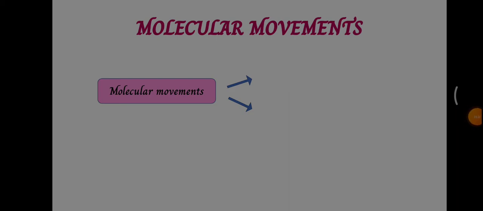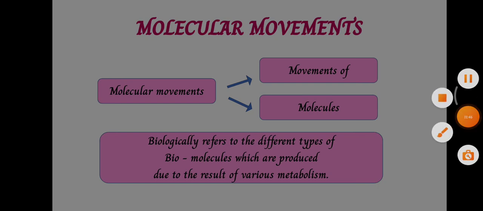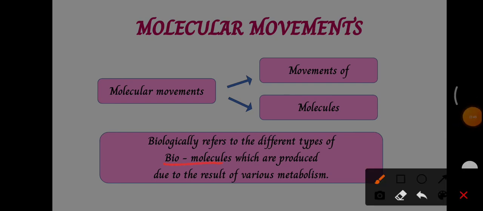Children, we saw about different types of movements, especially the visible movements in plants and animals. Now we are going to see about the molecular movements. So here it refers to, as per the name, movement of molecules. And when it comes to biology, we see about the movement of biomolecules inside the animal or organism's body, which are produced due to the result of various metabolism. So what is metabolism? Metabolism means those chemical reactions which occur inside our body.